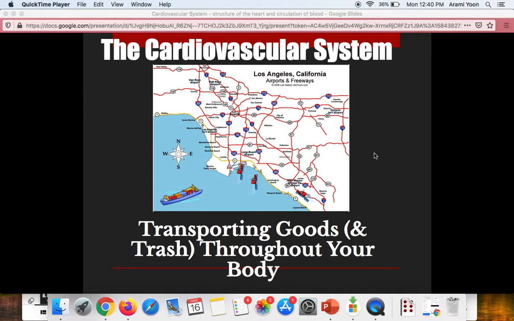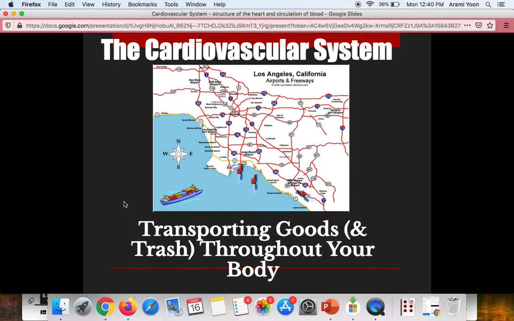So here you can see all of the different freeways in Southern California, and that's because the freeways represent the flow of traffic through the whole city, just like the blood vessels are the flow of blood through the entire body, and so there's that analogy. And then you also have the ships and the trucks bringing things in, and then you have export of things going out. So you get the analogy.